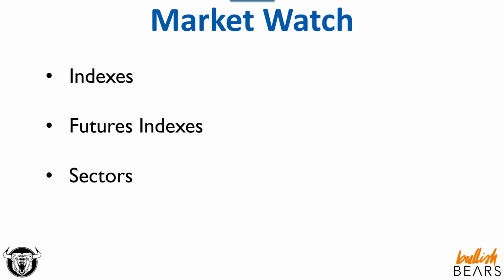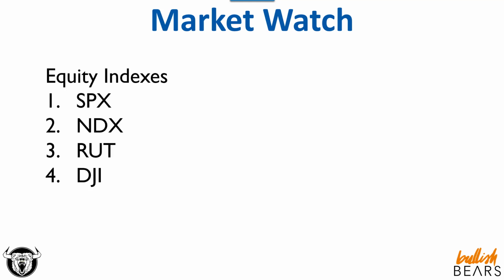So we want to have an idea throughout the trading day and in the evening or before the market opens what's going on in the indexes, in the futures indexes, and in the sectors. We want to have a really good idea within those equity indexes what's happening in the SPX, the NDX, the RUT, and the DJI. That's the Dow Jones Industrial Average. The SPX is the S&P, the NDX is the Nasdaq, and the RUT is the Russell.